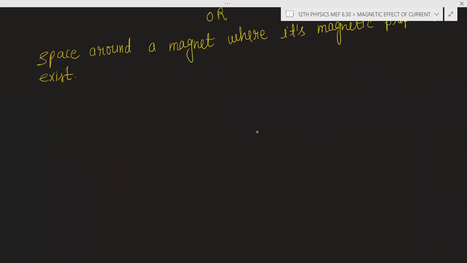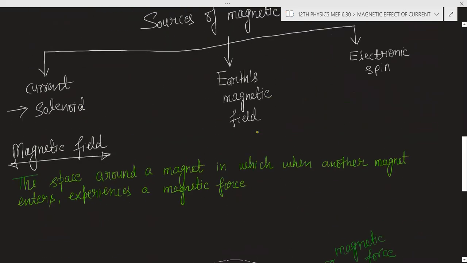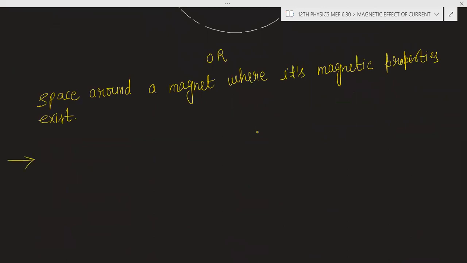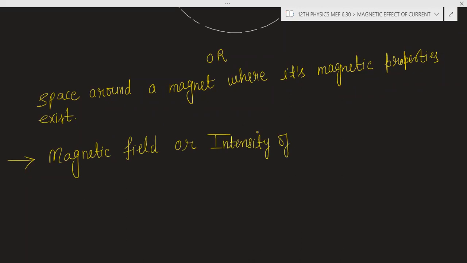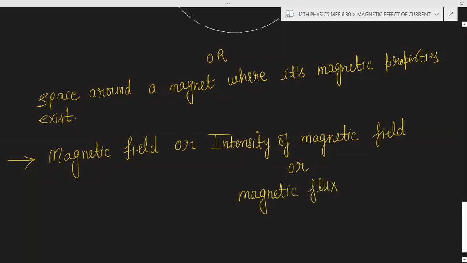There are some other names of magnetic field. So just write this. Magnetic field is also known as magnetic field intensity or magnetic flux density. For the magnetic field you can say intensity of magnetic field, like electric field intensity or intensity of electric field. Or there is one more name, magnetic flux density, like the electric flux we have discussed. Here we will discuss electromagnetic induction. We will discuss the electric flux also, or in this chapter magnetic flux density.